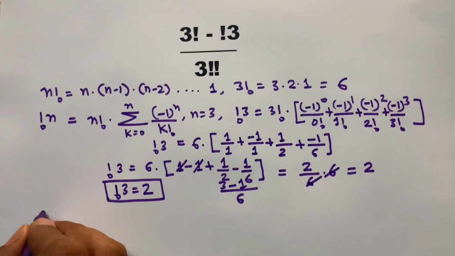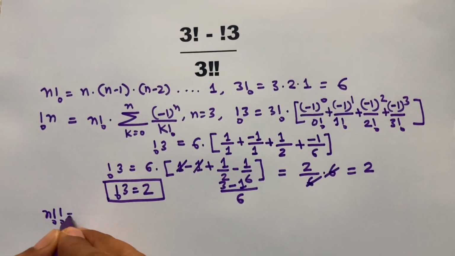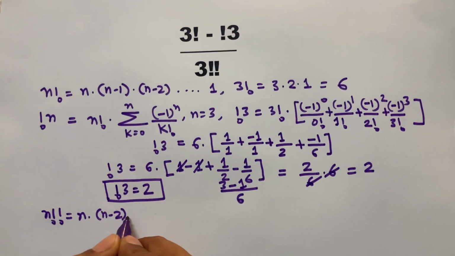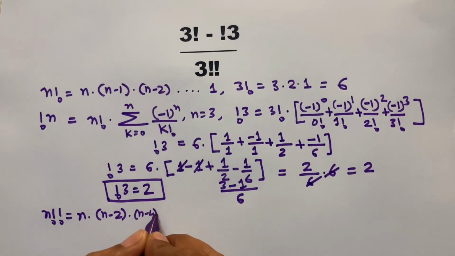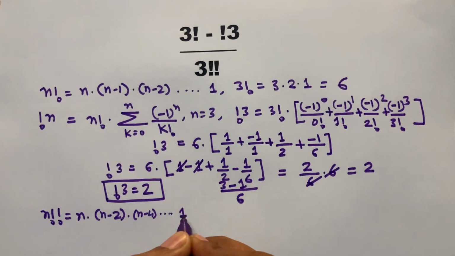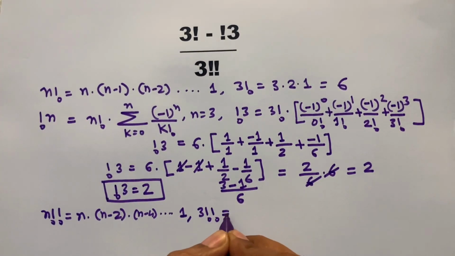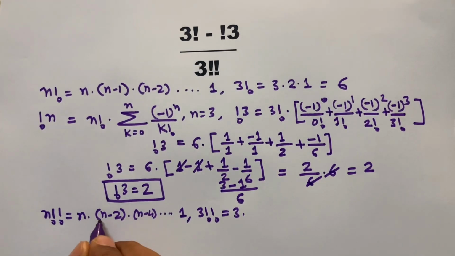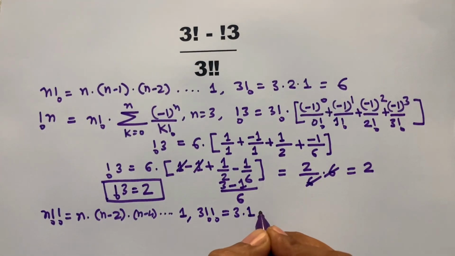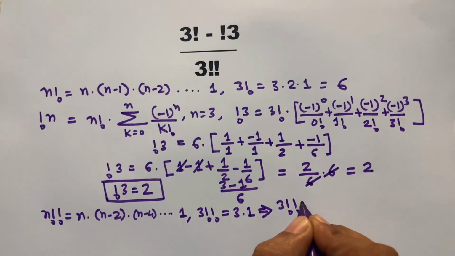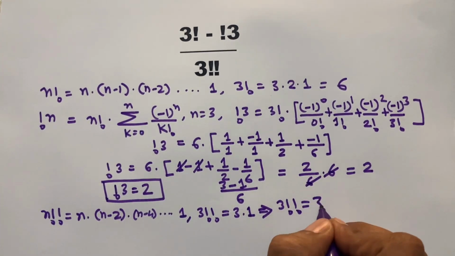Similarly, n double factorial equals n multiplied by n minus 2 multiplied by n minus 4, and so on, up to 1. Therefore, 3 double factorial will be equal to 3 multiplied by 3 minus 2, which is 1. So 3 double factorial will be equal to 3 multiplied by 1, which is 3.